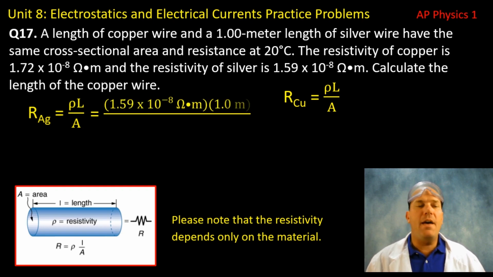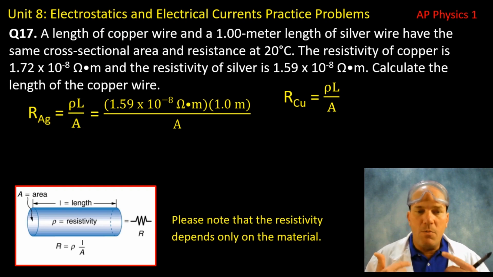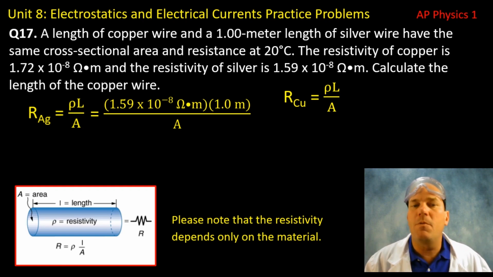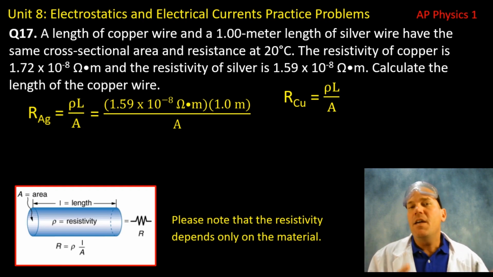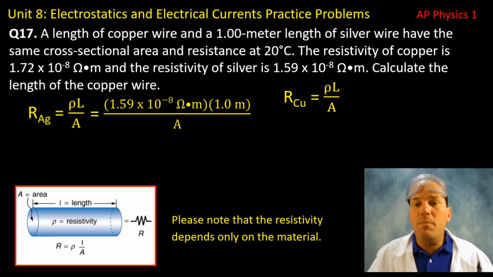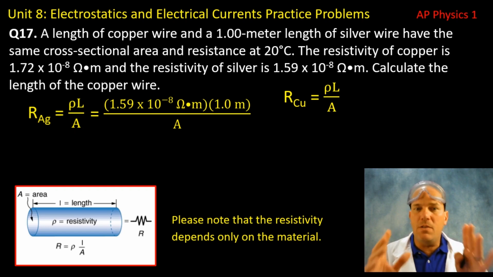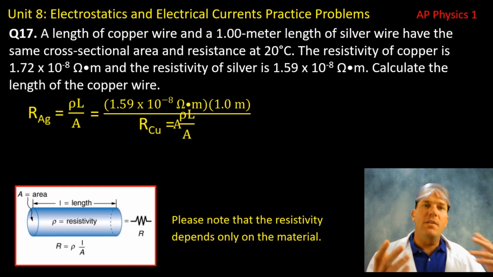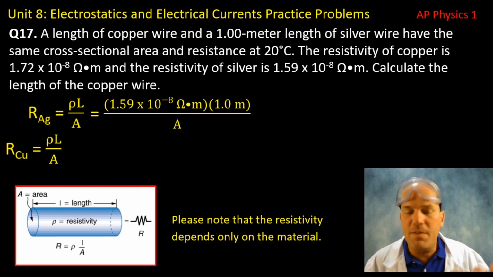So, we have the resistance of silver being equal to, so we're given the resistivity, and we're given the length of 1 meter. And we have our cross-sectional area, which has been left as A because they are constant between both materials. So the silver and the copper both have the same cross-sectional area. So we're going to just leave that as a constant A. Let's do the same now for the resistance of copper.